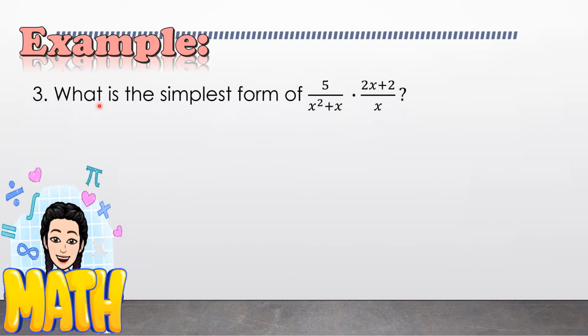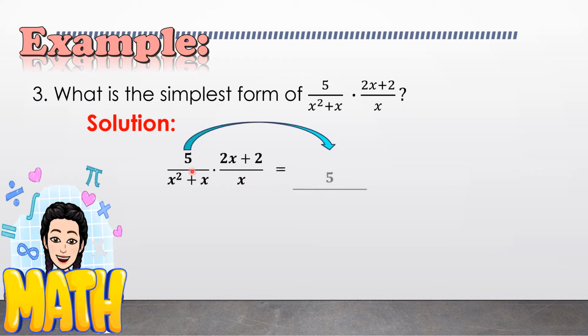Number 3. What is the simplest form of 5 over x squared plus x times 2x plus 2 over x? Ano ang una natin gagawin to get the product of these expressions? Tama. Kuhanin muna natin ang factored form ng bawat term. Para sa 5, since prime na yan, i-retain lang natin.